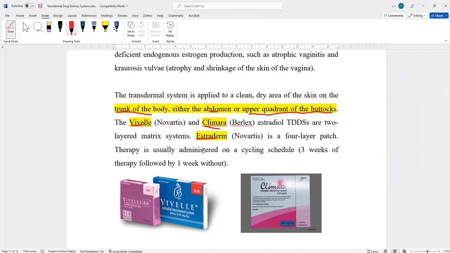Every week you will use 2 patches, meaning every 3.5 days you will use a patch. So every week you use 2 patches. So that will be for 3 weeks and then 1 week off, and then you repeat.